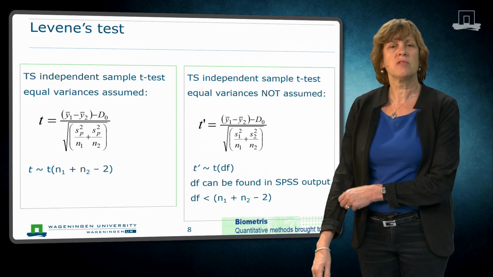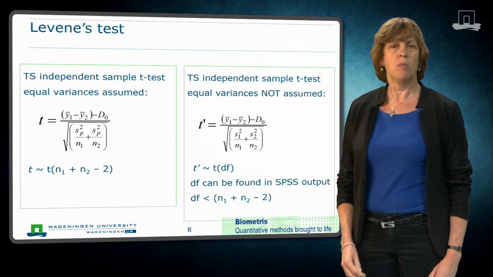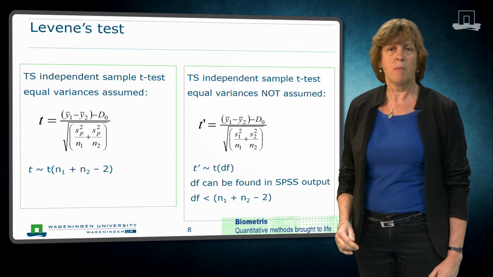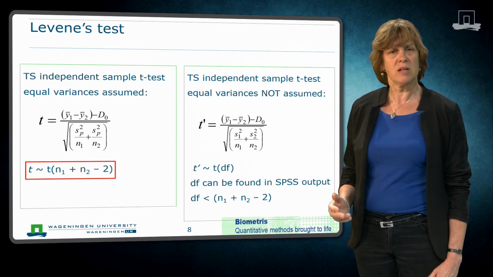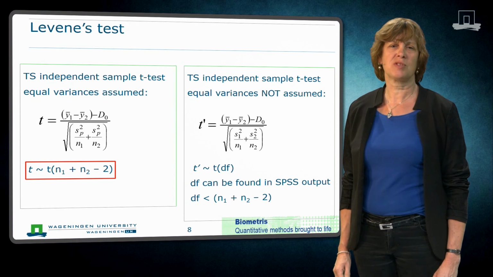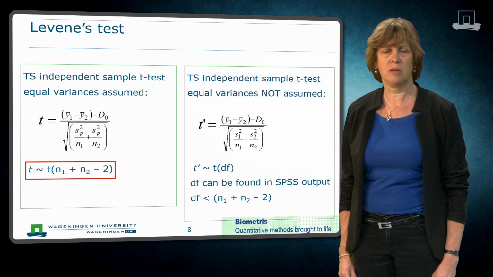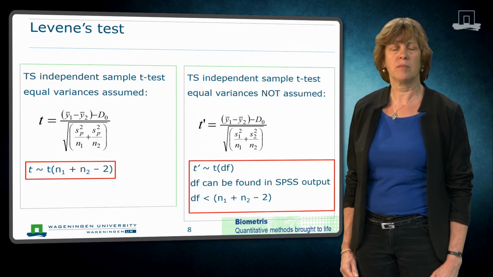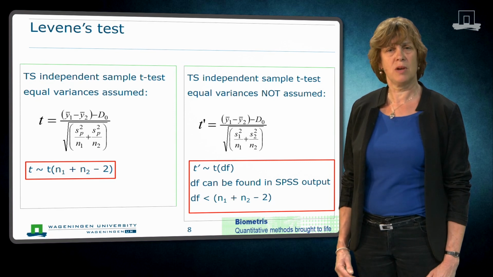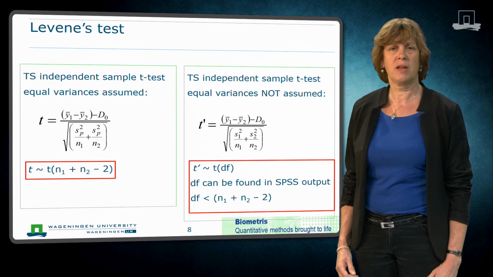The distributions of the test statistic when the null hypothesis is true are different. Both follow a t-distribution, but not with the same degrees of freedom. For t, degrees of freedom are equal to sample size n1 plus sample size n2 minus 2. For t prime, the number of degrees of freedom is smaller. It follows from an approximation and it is not an integer number. It can be read from the SPSS output.